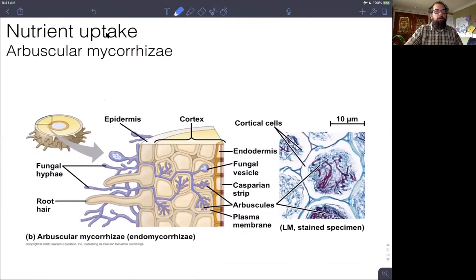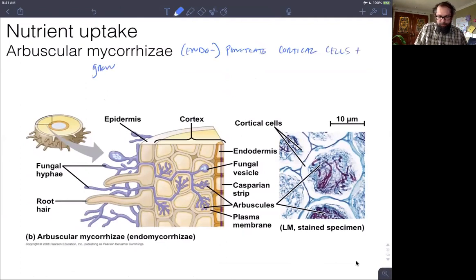And then our second type is arbuscular mycorrhizal fungi. Arbuscular mycorrhizal fungi, also called endomycorrhizal fungi, actually penetrate the cortical cells, and they grow into them. The reason it's called arbuscular refers to tree-like branching. When they penetrate, we see them growing in through those cellular spaces and then penetrating those cortical cells.